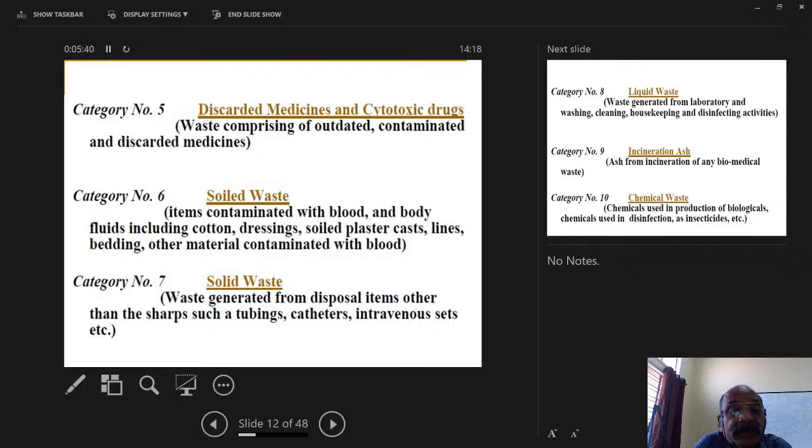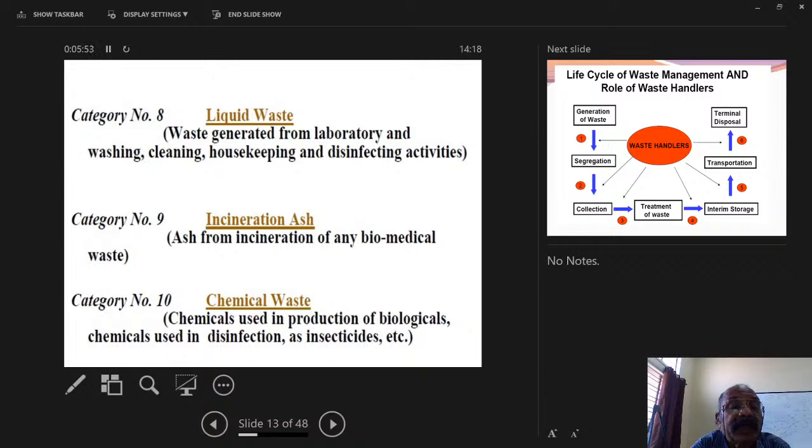Category number 7, solid waste: waste generated from disposable items other than the sharps, such as tubings, catheters, intravenous sets, etc. Category 8, liquid waste: waste generated from laboratory and washing, cleaning, housekeeping, and disinfecting activities. And incineration ash from the incineration of any biomedical waste, and chemical waste: chemicals used in production of biologicals, chemicals used in disinfection, as insecticides, etc.